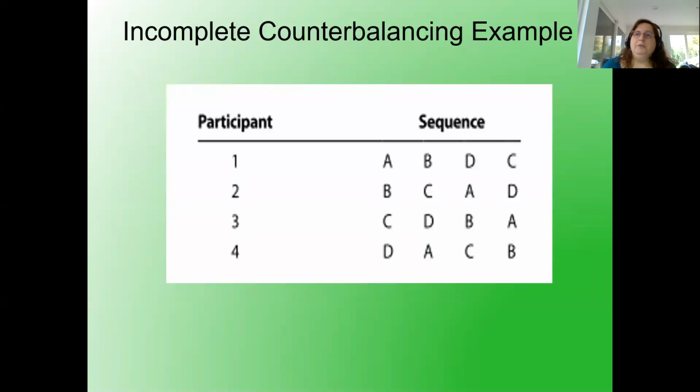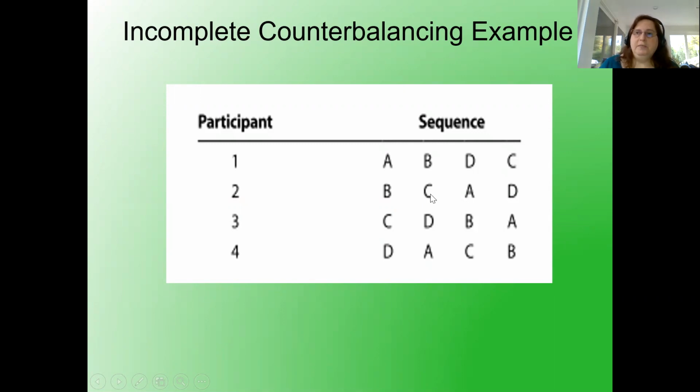So thankfully, someone has done it for us. And if you just look at this, in this case, we have four treatment conditions. Person 1 receives them in the order of A, B, D, C. Person 2 receives B, C, A, D, and so on. But you can see that A appears in each of the orders. Here it's first, here it's second, here it's third, here it's fourth.